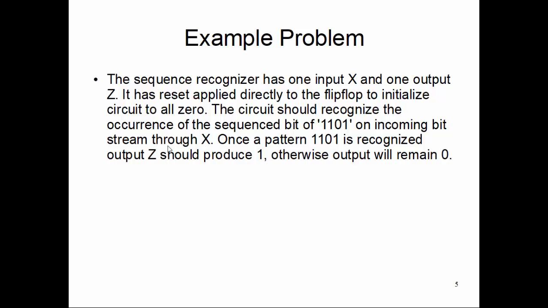So as we are talking about this flip-flop, that means we are assuming there is a clock signal as well. It is not mentioned here, but the flip-flop has a reset and clock signal. Now this circuit should recognize the occurrence of the sequence of bits 1101 on the incoming bit stream through X. Once the pattern 1101 is recognized, output Z should produce a 1, otherwise the output will remain 0.